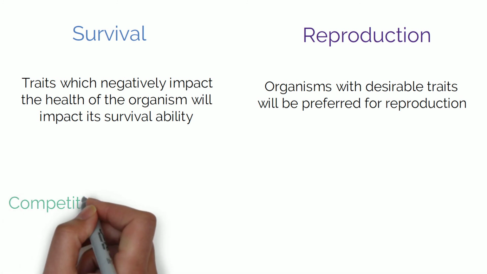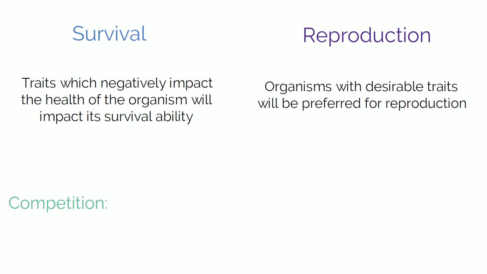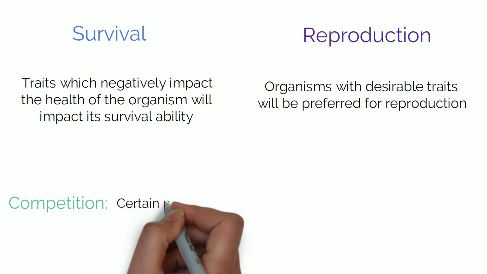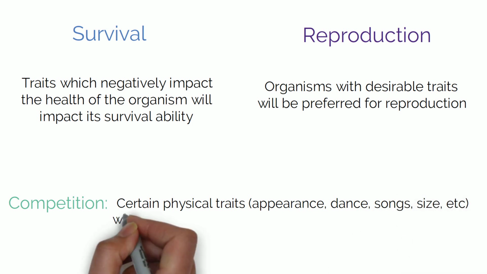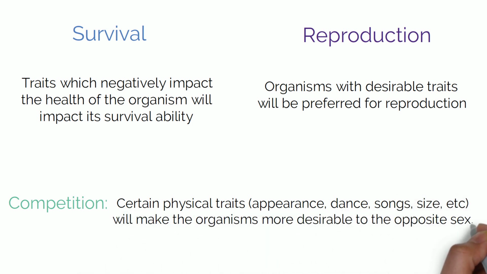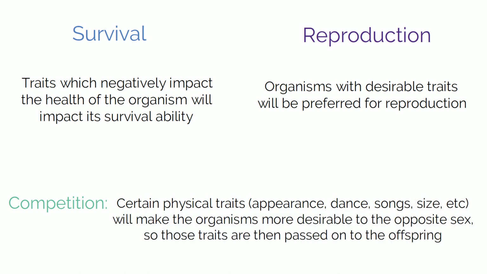Another factor at play in natural selection is competition. You've probably seen those funky-looking birds singing special mating songs or doing mating dances for their prospective partners. This is competition. Birds which have brighter colors or interesting patterns, an enticing song or a dance which is preferred by their female counterparts will be chosen for mating, which then means those traits are passed on.